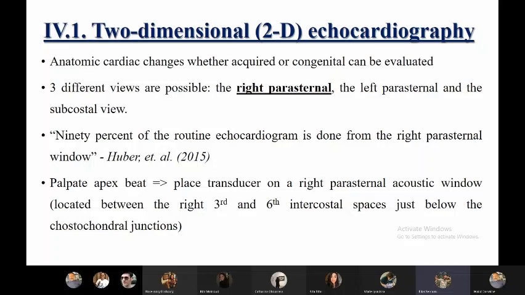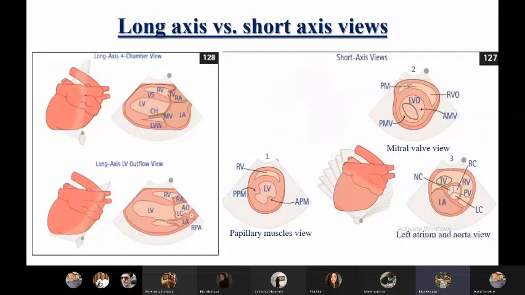The acoustic windows, what do they mean? They are small regions between intercostal spaces. This is where the transducer will be placed. Because ultrasonography does not penetrate the bony ribs or the air inside the lungs, we have to place it between the ribs. Now for the long axis versus short axis views.